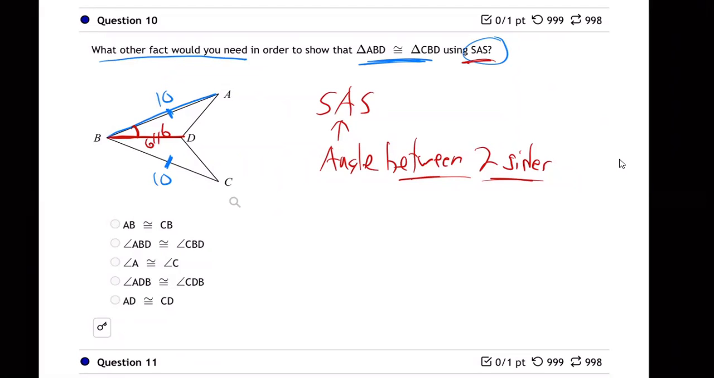So these are the angles we need right here. These two are inside. So we need this angle right here, that's between the blue and the red. And then we also need this angle right here. We need to show those two angles are the same. That would be the angle in between those two sides.